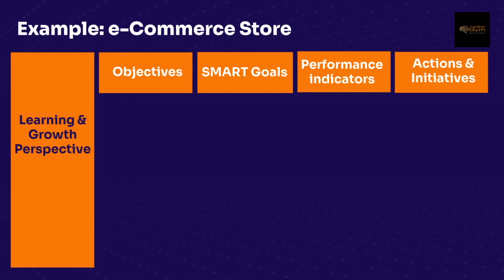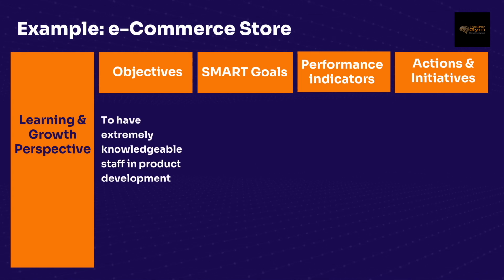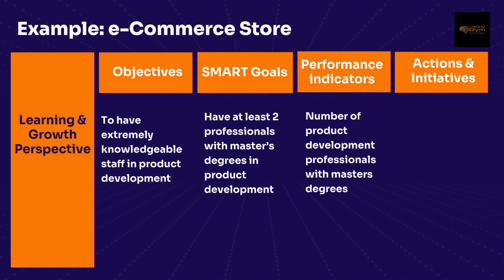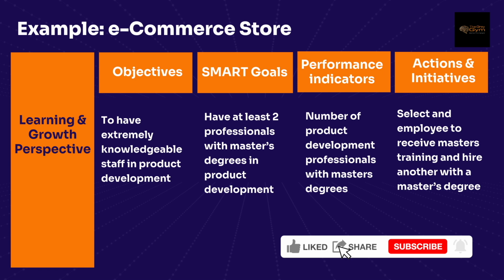Next, learning and growth perspective. Objective here is to have extremely knowledgeable staff in product development. Goals, have at least 2 professionals with master's degrees in product development. Once again, we have to give our goal a number and a value so we can measure it. Indicators over here would be number of product development professionals with master's degrees. Initiatives, select an employee to receive master's training and hire another with a master's degree.